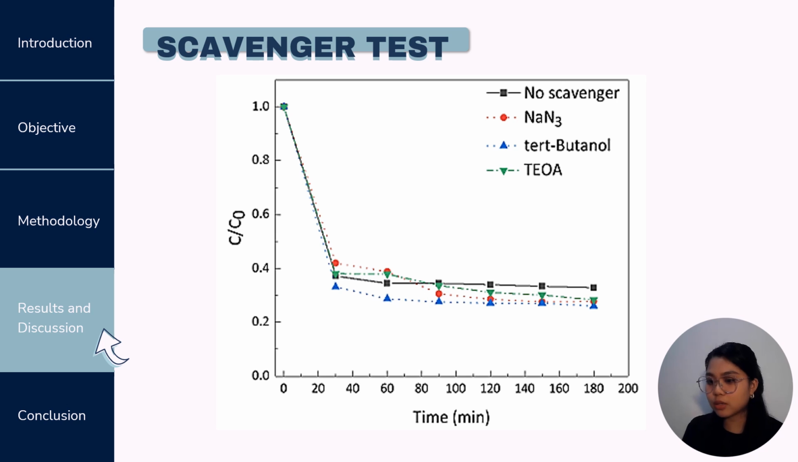Now, after learning about the kinetics and the degradation of the tetracycline, we now have to determine the participating radicals in the degradation. And this can be determined through a scavenger test. So sodium azide corresponds to singlet oxygen, and then tert-butanol for hydroxyl radicals, and TEOA for holes. So as we added these three chemicals, we can see that there is a difference in the degradation of TC, meaning all of the radicals that correspond to these chemicals are involved in the degradation of the tetracycline.